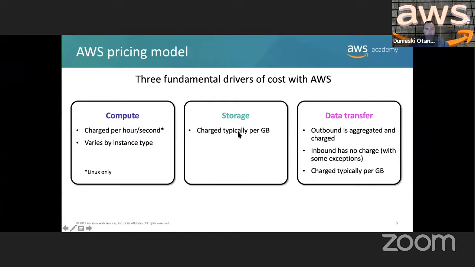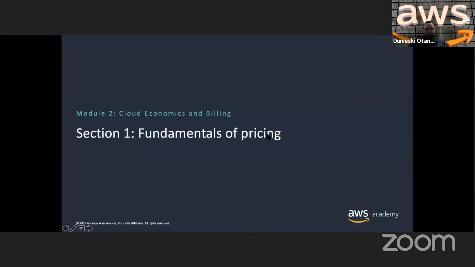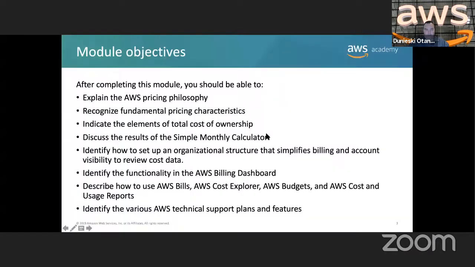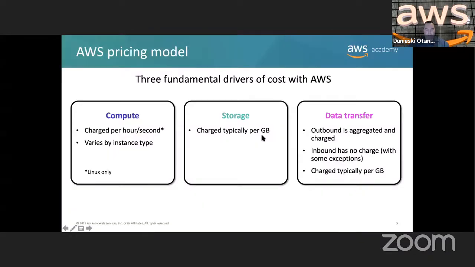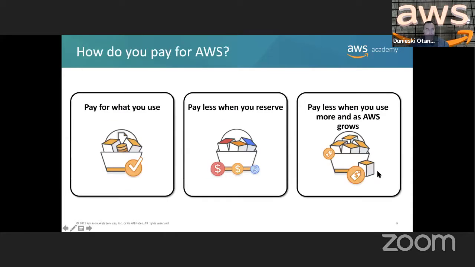Storage is typically charged per gigabyte. When you talk about storage, you're talking about the S3 bucket or EBS, the Elastic Block Store. When we get to storage, we're going to talk more about this. And of course, data transfer: outbound is aggregated and charged, and inbound has no charge with some exceptions, typically per gigabyte. So that's what you're charged for. How do I pay for AWS?